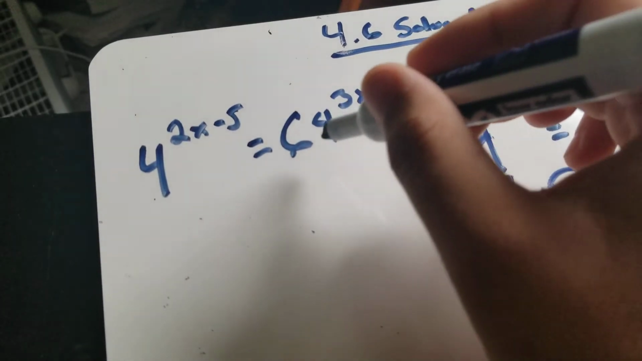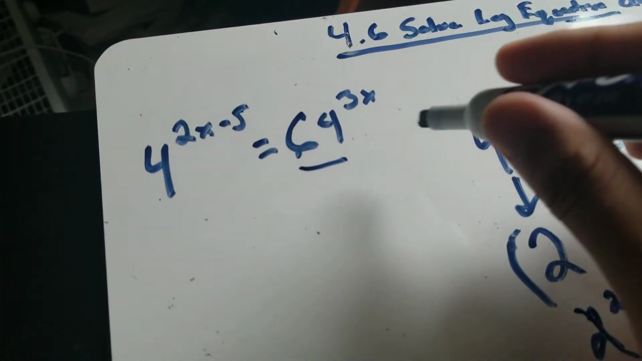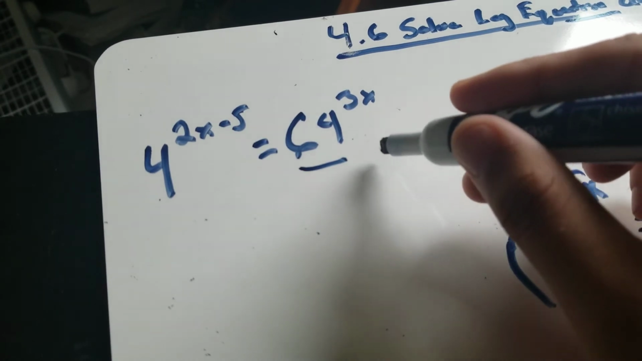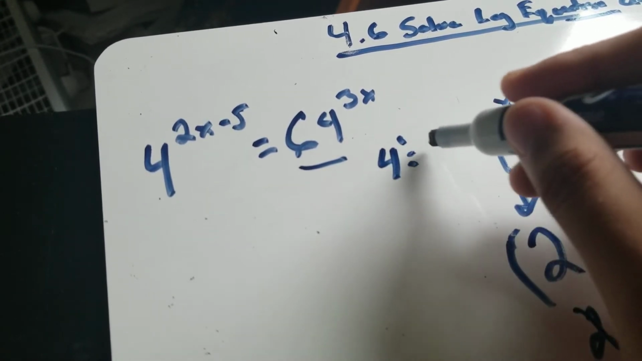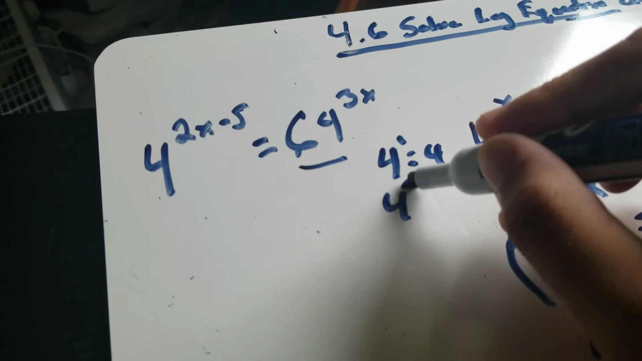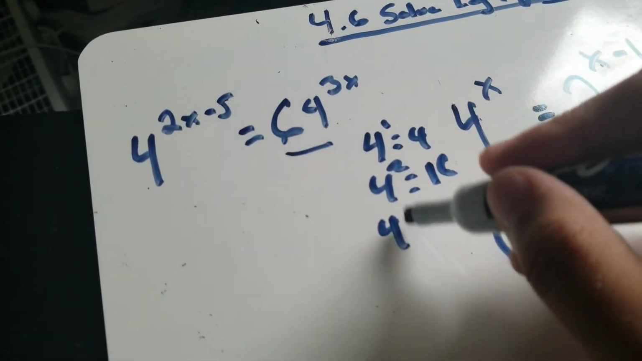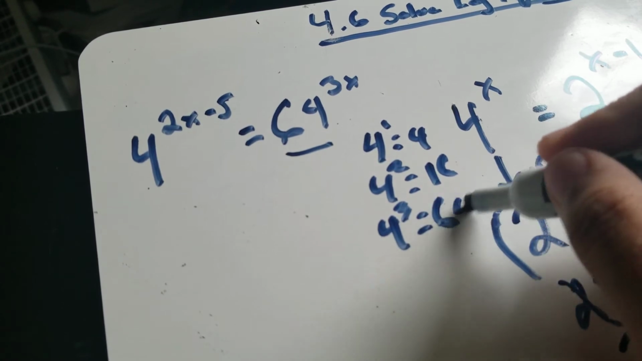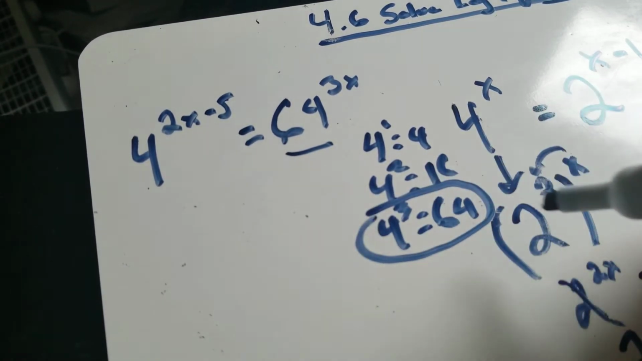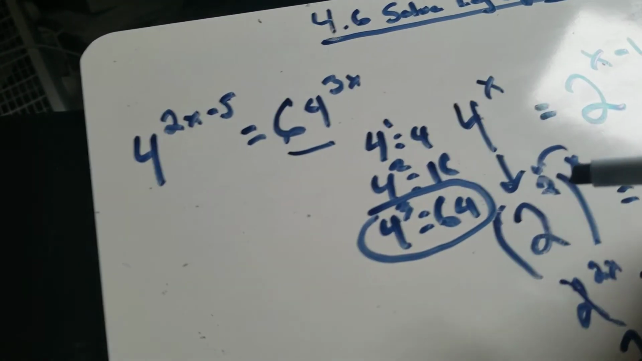I guess the bigger base. 64 is definitely the biggest base. So let's see, is there some way to do it? Well, 4 to the 1 power is 4, so that's not it. 4 to the second power is 16, that's not it. 4 to the third power is 64. Bingo, we just found it. 4 to the third power is 64.